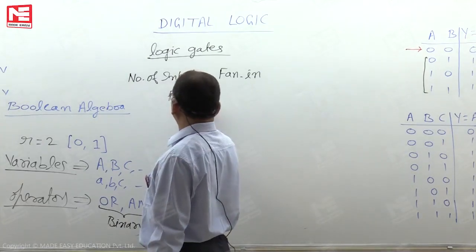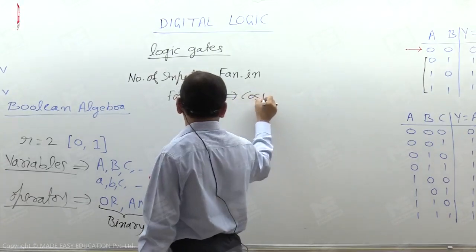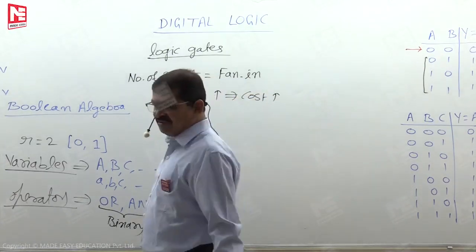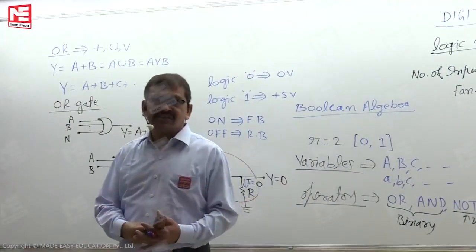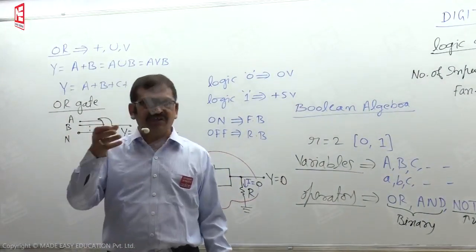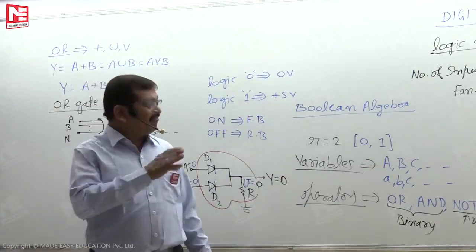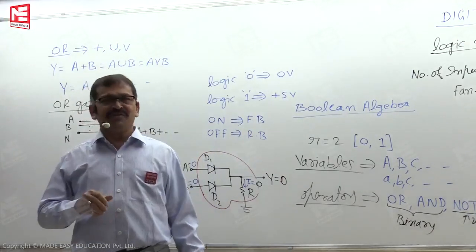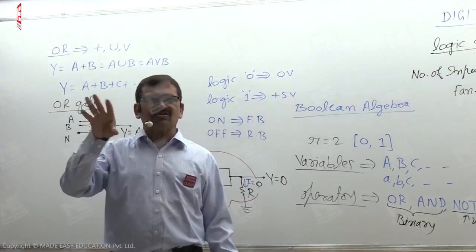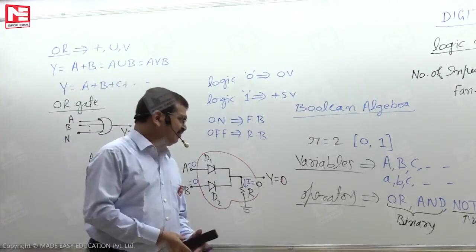Hence, we can say that if the fan-in is increasing, by default the cost of the logic gate will increase. Whenever we estimate the cost of any digital system or digital circuit, apart from the number of logic gates, the fan-in is also one parameter used to estimate the cost of the logic circuit. If the fan-in is less, the cost is less. If the fan-in is more, the cost will be more.